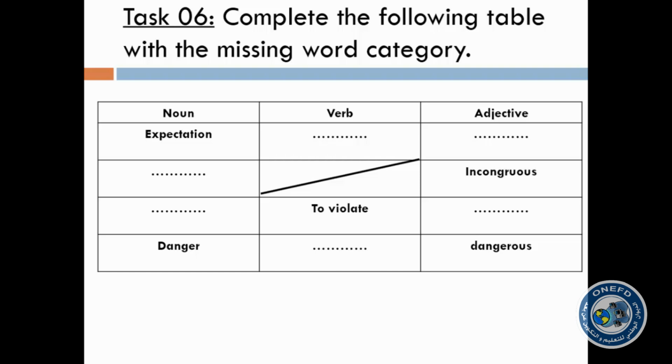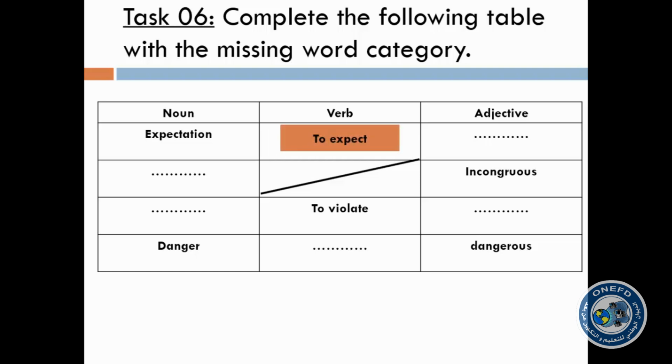The adjective incongruous does not have a noun, so you are required to find its noun. And you have the verb to violate. You are required to find its noun and its adjective. And in the last line, you only have the noun danger and its adjective dangerous, so you are required to find its verb. So please feel free to pause the video and try to answer this task on your own. So let's take a look at the answers.